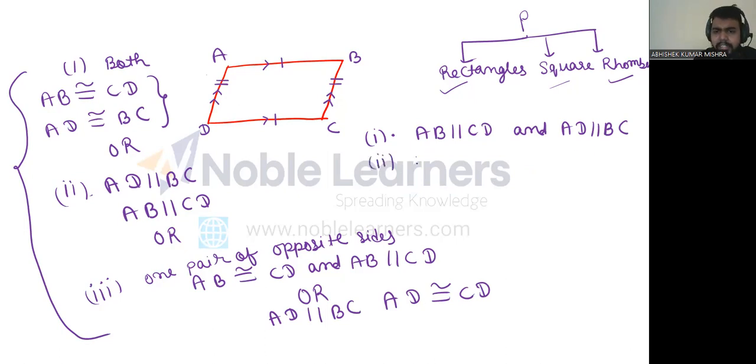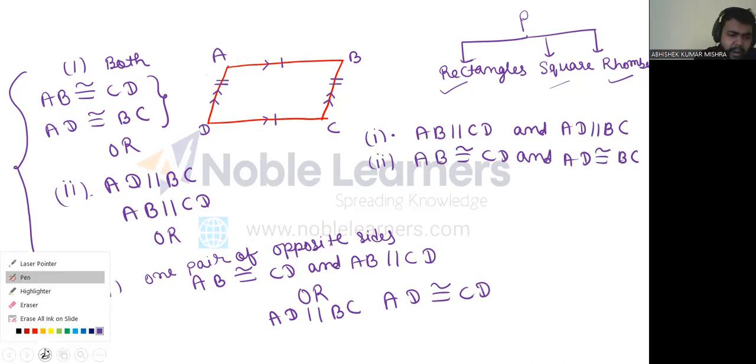Both the opposite sides are equal as well. So AB is congruent to CD and AD is congruent to BC. So these are the two general properties. Then opposite angles are congruent.